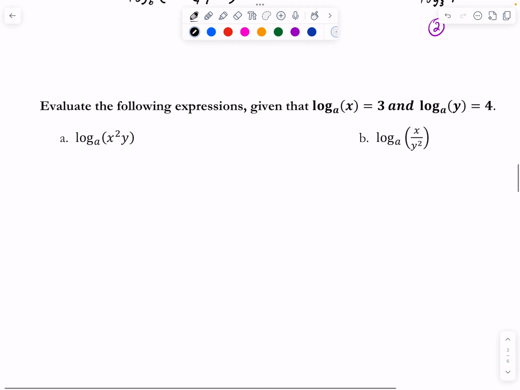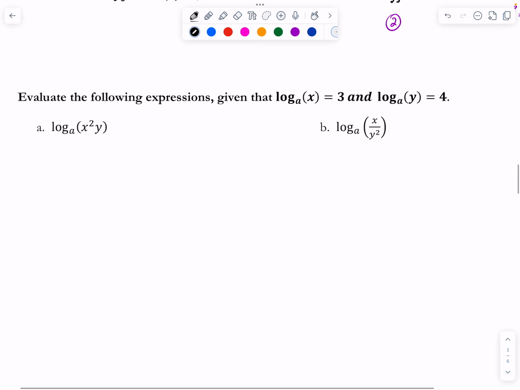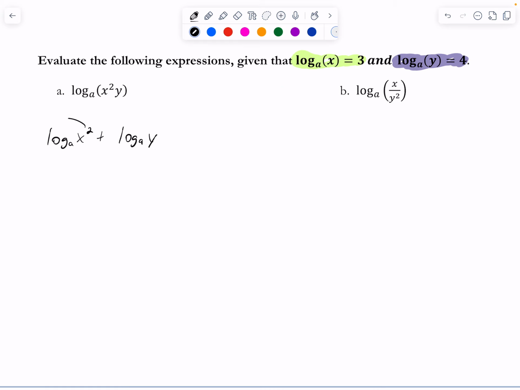Okay, last two. So this says to essentially use your properties to expand them as much as you can, and then we'll use this understanding that log base a of x is the same as 3, and log base a of y is the same as 4 to get an actual value here. So log base a, I'm going to split these up. That is multiplication. So I'm going to write base a, there we go, of x squared plus log base a of y. Move the 2 in front, so 2 times the log base a of x plus log base a of y.